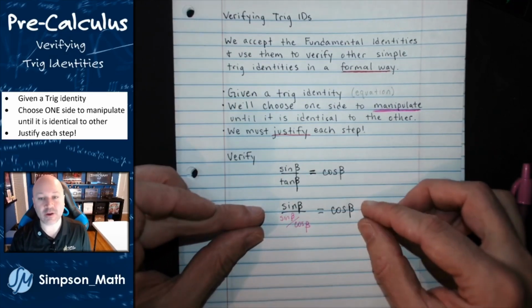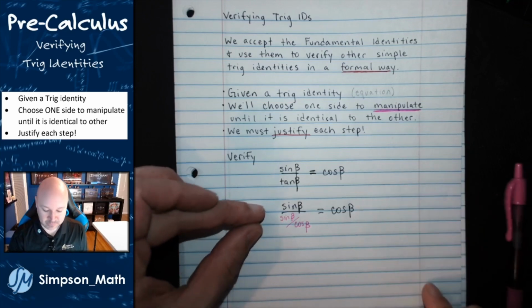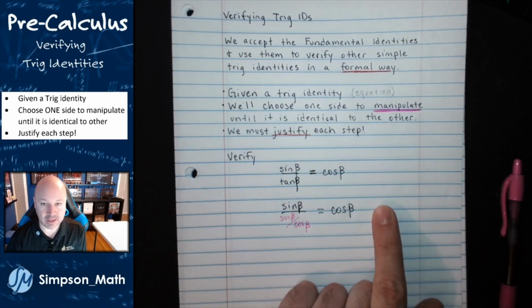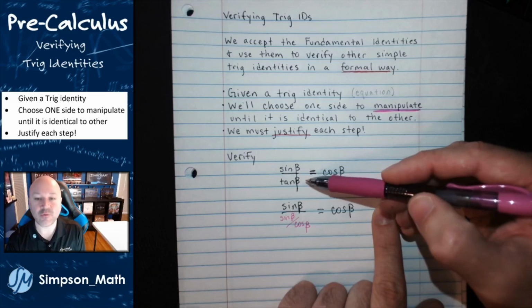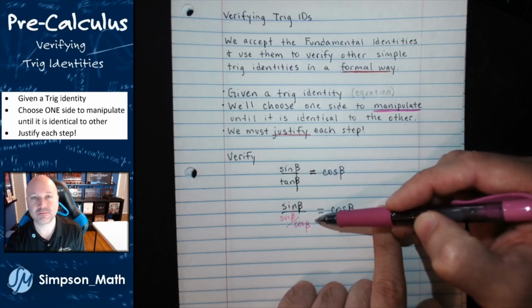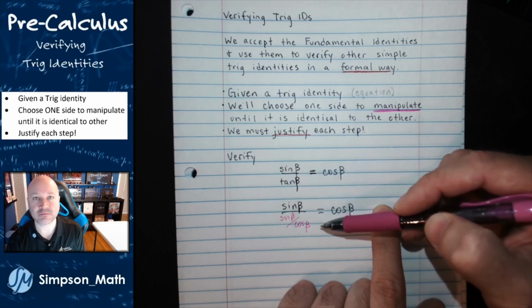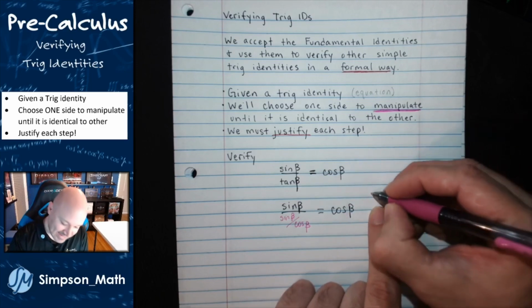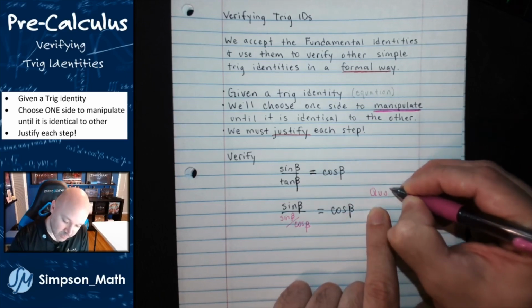I need to justify, or I need to explain what I just did. So what does allow me to take tangent and rewrite it as sine over cosine? What allows me to make that substitution? Well, it's a quotient identity.